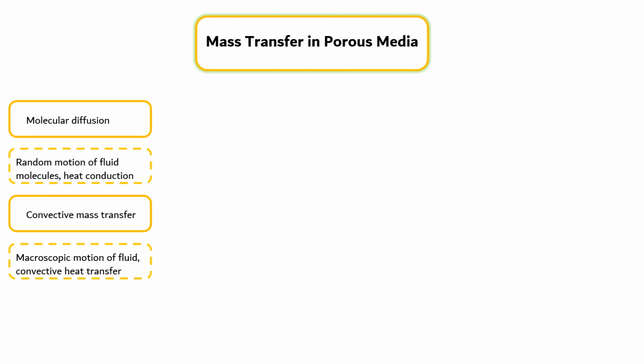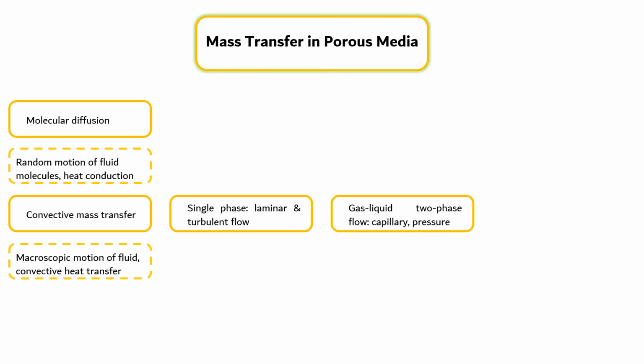Briefly, convective mass transfer includes both the mass transfer between the fluid and the solid body wall and the convective mass transfer between two immiscible fluids. Single-phase fluid convective mass transfer is divided into laminar and turbulent flow according to different fluid states. The gas-liquid two-phase flow has more and different forms of convective mass transfer. The macroscopic motion of the fluid in the gap is caused by capillary force, pressure, gravity, and so on.